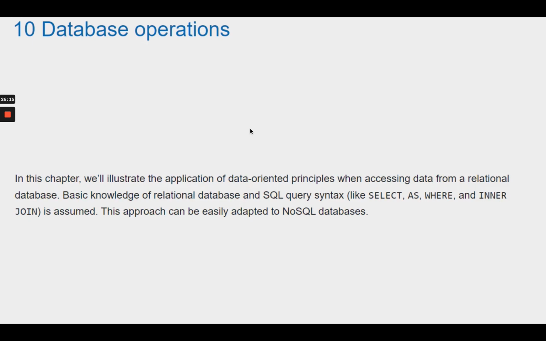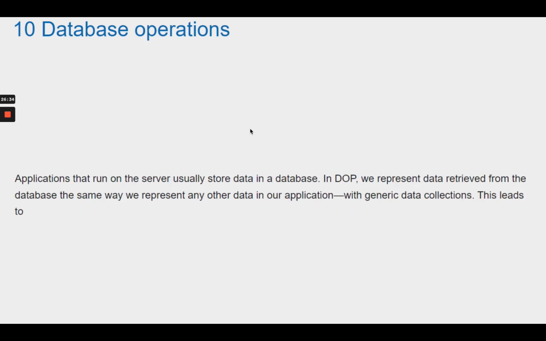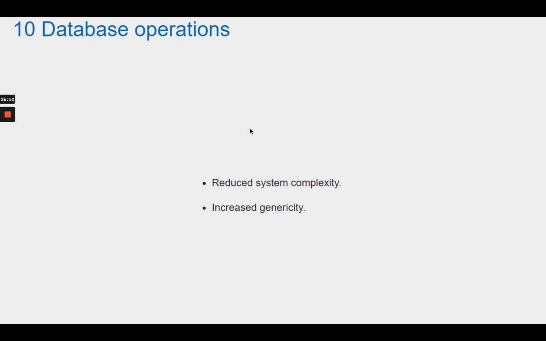In this chapter, we'll illustrate the application of data-oriented principles when accessing data from a relational database. Basic knowledge of relational database and SQL query syntax, like select, as, where, and inner join, is assumed. This approach can be easily adapted to NoSQL databases. Applications that run on the server usually store data in a database. In DOP, we represent data retrieved from the database the same way we represent any other data in our application, with generic data collections. This leads to reduced system complexity and increased genericity.